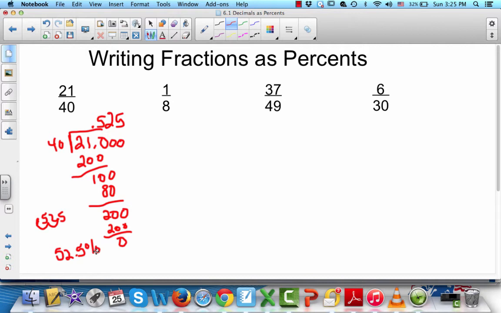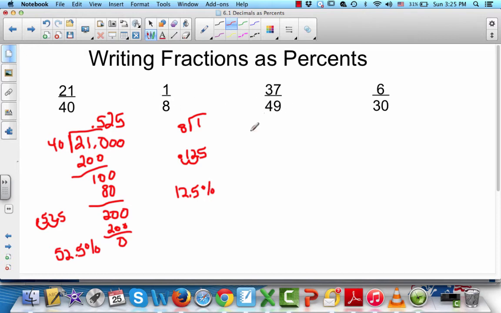Okay, now we've got 1/8. 1/8, you would go 1 divided by 8. And you will get 0.125. So we go 2 places to the right, and we get 12.5%. All you've got to do is change them to a decimal, and then change the decimal into a percent.